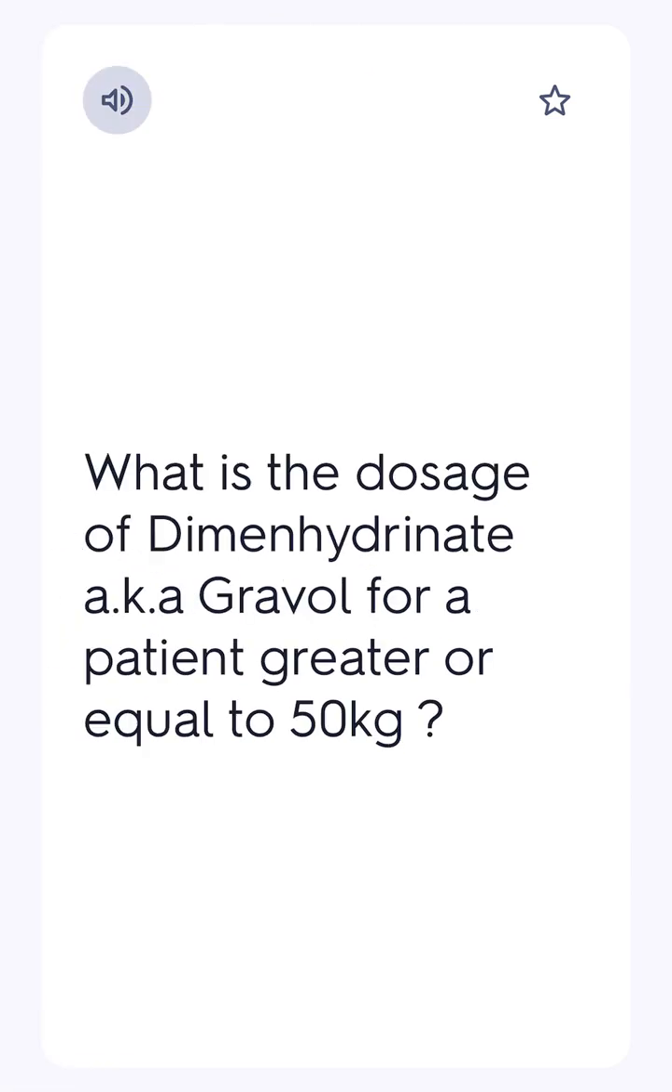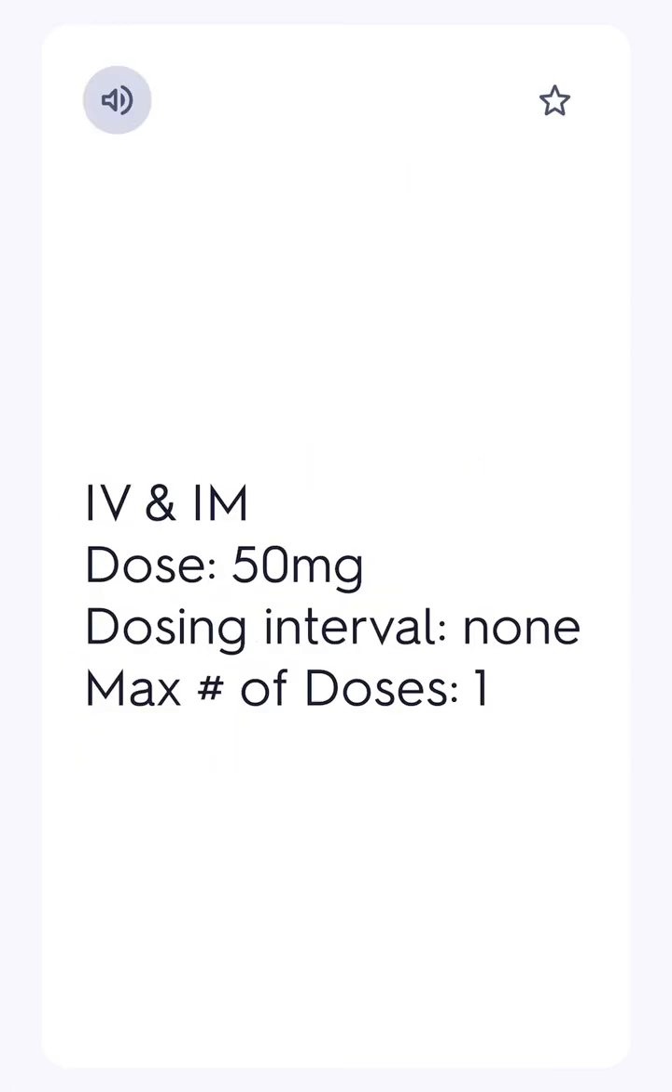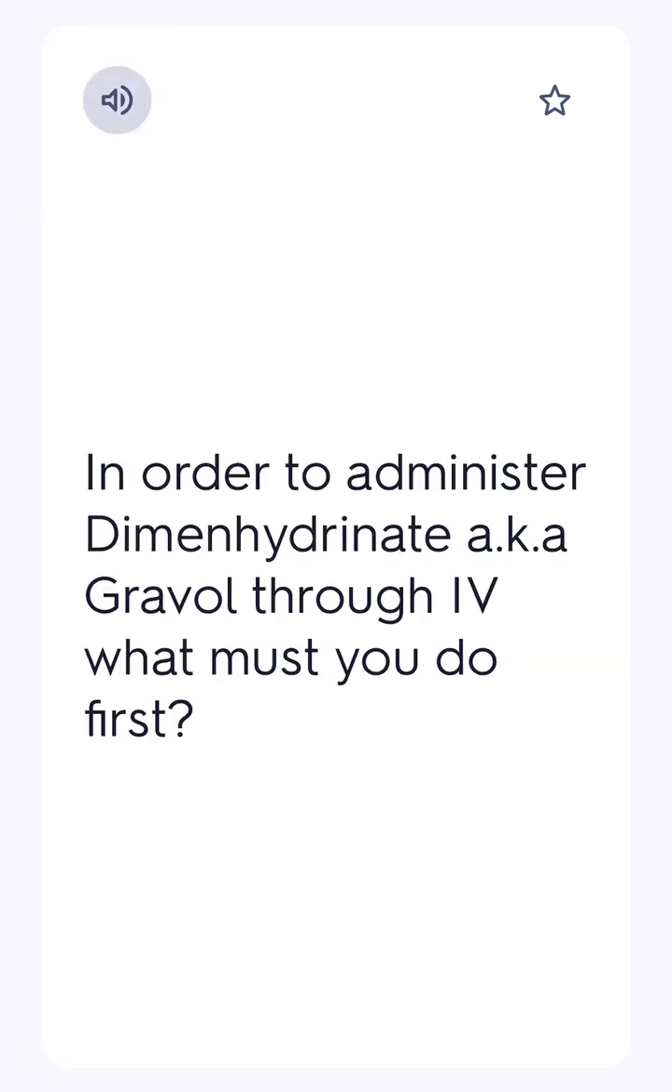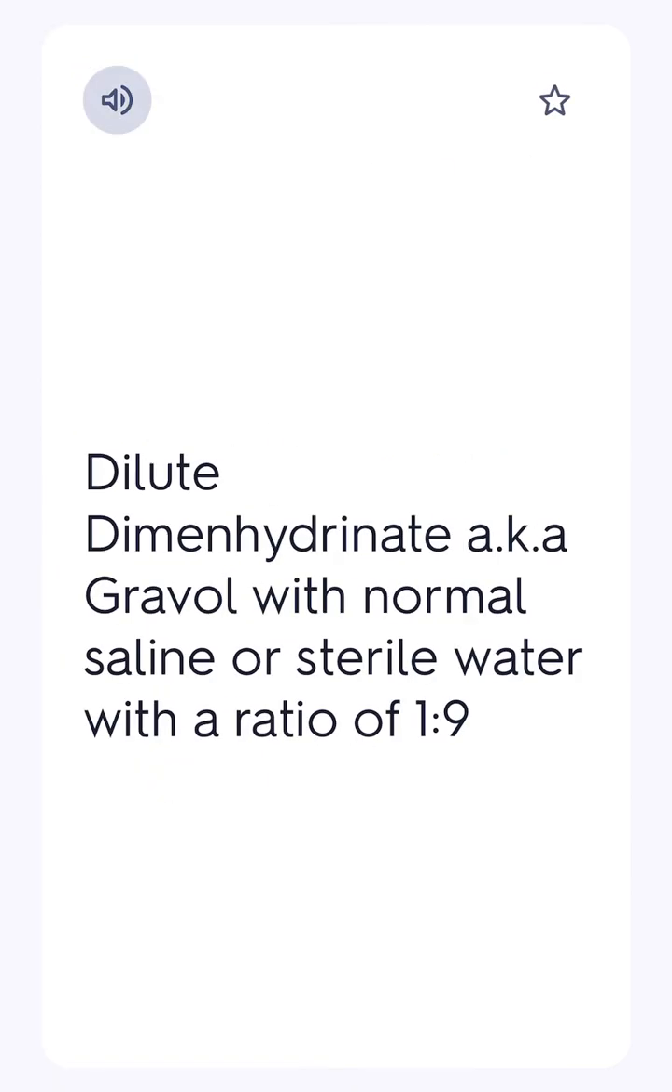What is the dosage of dimenhydrinate aka Gravol for a patient greater or equal to 50 kg? IV and IM dose, 50 mg; dosing interval, none; max number of doses, 1. In order to administer dimenhydrinate aka Gravol through IV, what must you do first? Dilute dimenhydrinate aka Gravol with normal saline or sterile water with a ratio of 1:9.